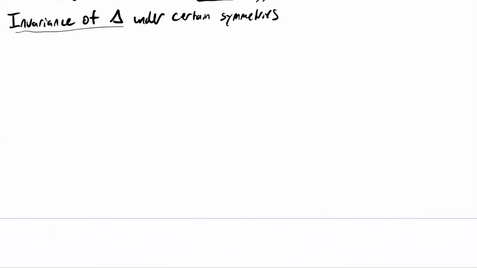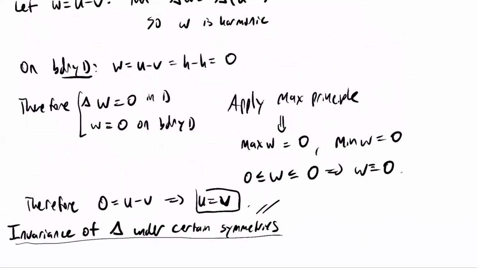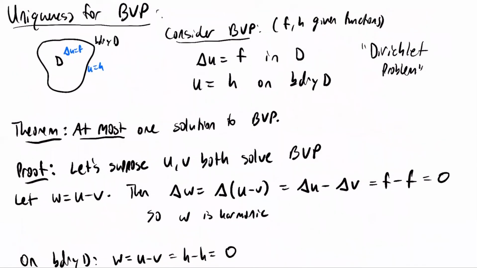Right. And so up until now, the arguments that we've been given will apply equally in both 2 and 3 dimensions. Remember, everything here is valid in either 2 or 3 dimensions, right? The maximum principle and the uniqueness result.